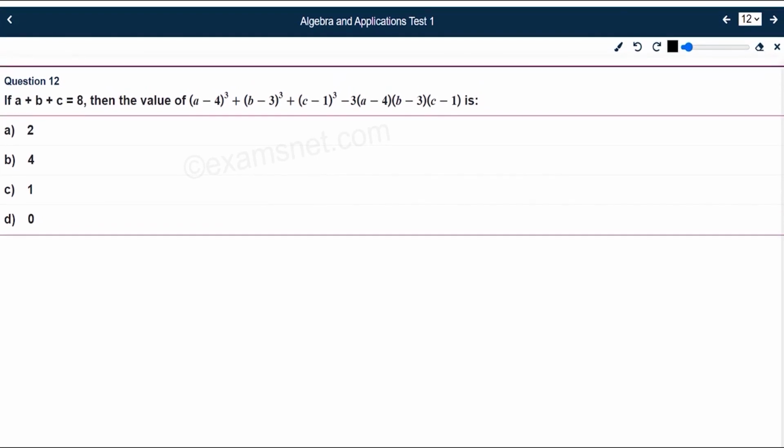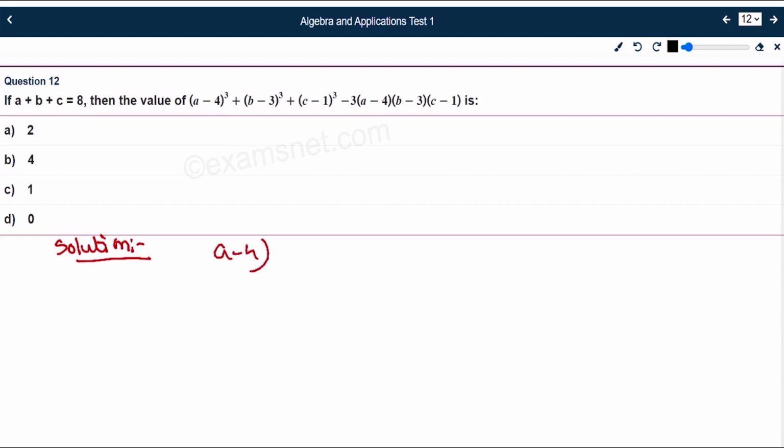If a plus b plus c equals 8, then find the value of the given expression. We are required to find the value of that expression. Okay, so let's start with the solution then. Look, this expression, let me write the whole expression first.